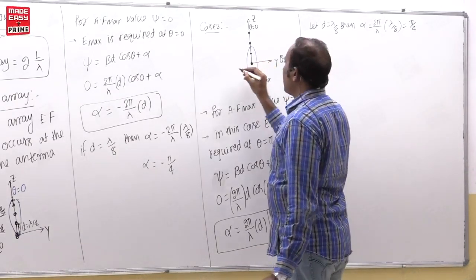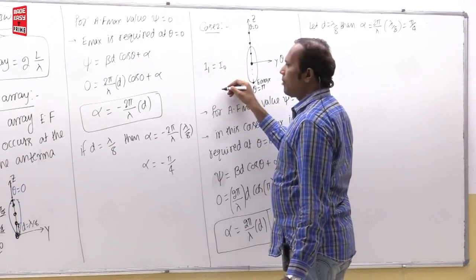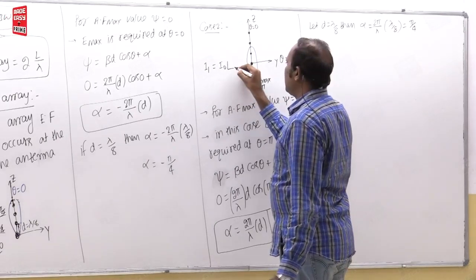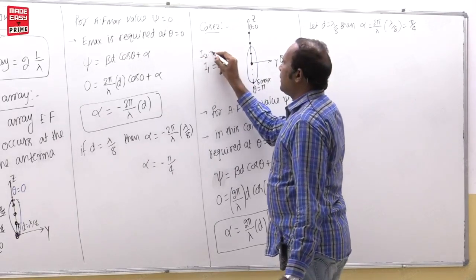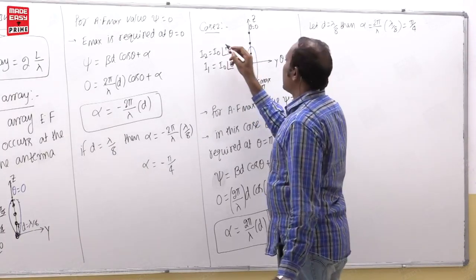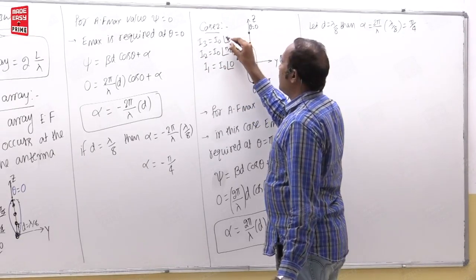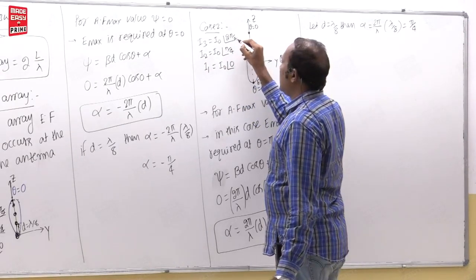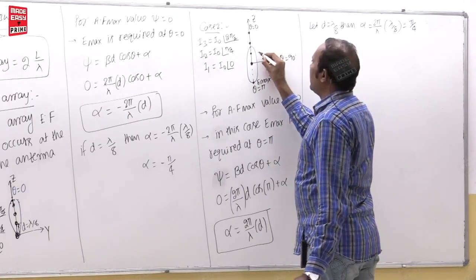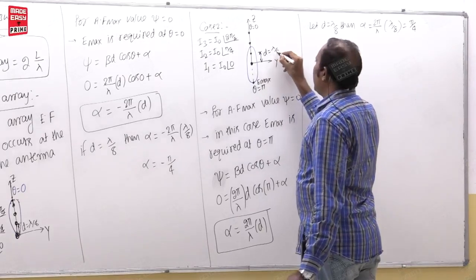The first current element, I1, is equal to I naught at an angle of 0. The second current element is I naught at an angle of pi by 4. The third current element, I3, is equal to I naught at an angle of 2 pi by 4. Next, 3 pi by 4. Like that you have to increase. Then you have to maintain the distance between the antenna elements as lambda by 8.